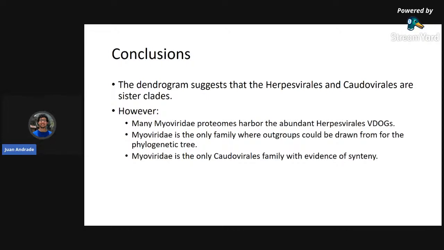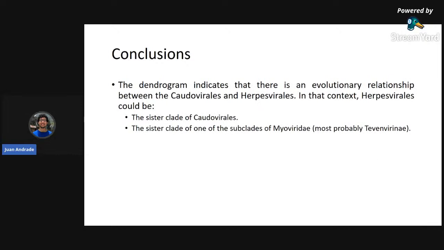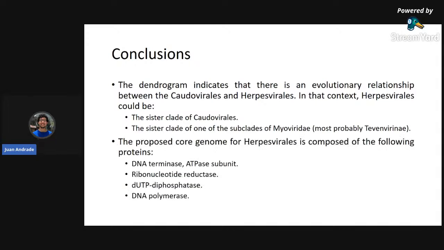So what we think that happens is that either the Herpesvirales and Caudovirales are sister clades, or that Herpesvirales comes from Myoviridae, or one of the subfamilies of Myoviridae, most probably T4 virine. And naturally, the core genome proposed for the Herpesvirales is composed of the 4 proteins that I have mentioned. The ATPase subunit of the DNA terminase, which was the one that we knew prior to the analysis that had to be there, the ribonucleotide reductase, the dUTP phosphatase, and the DNA polymerase.